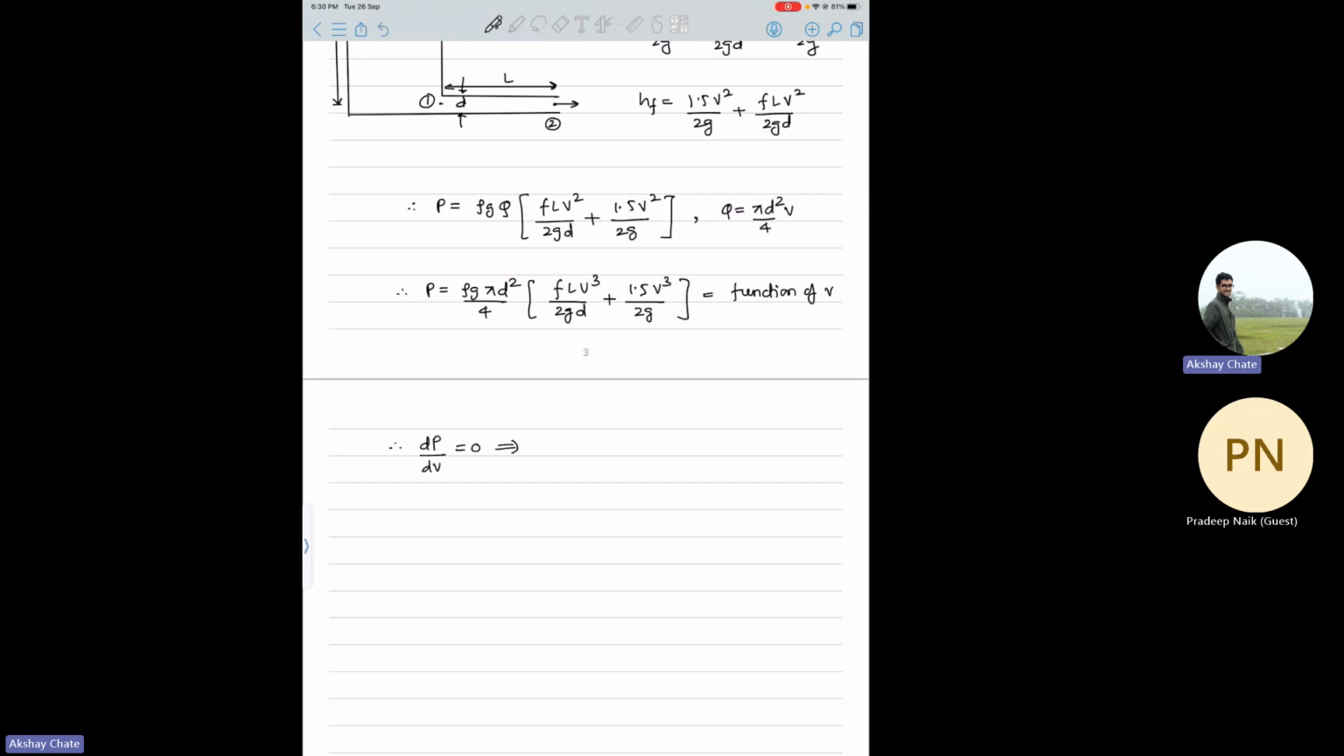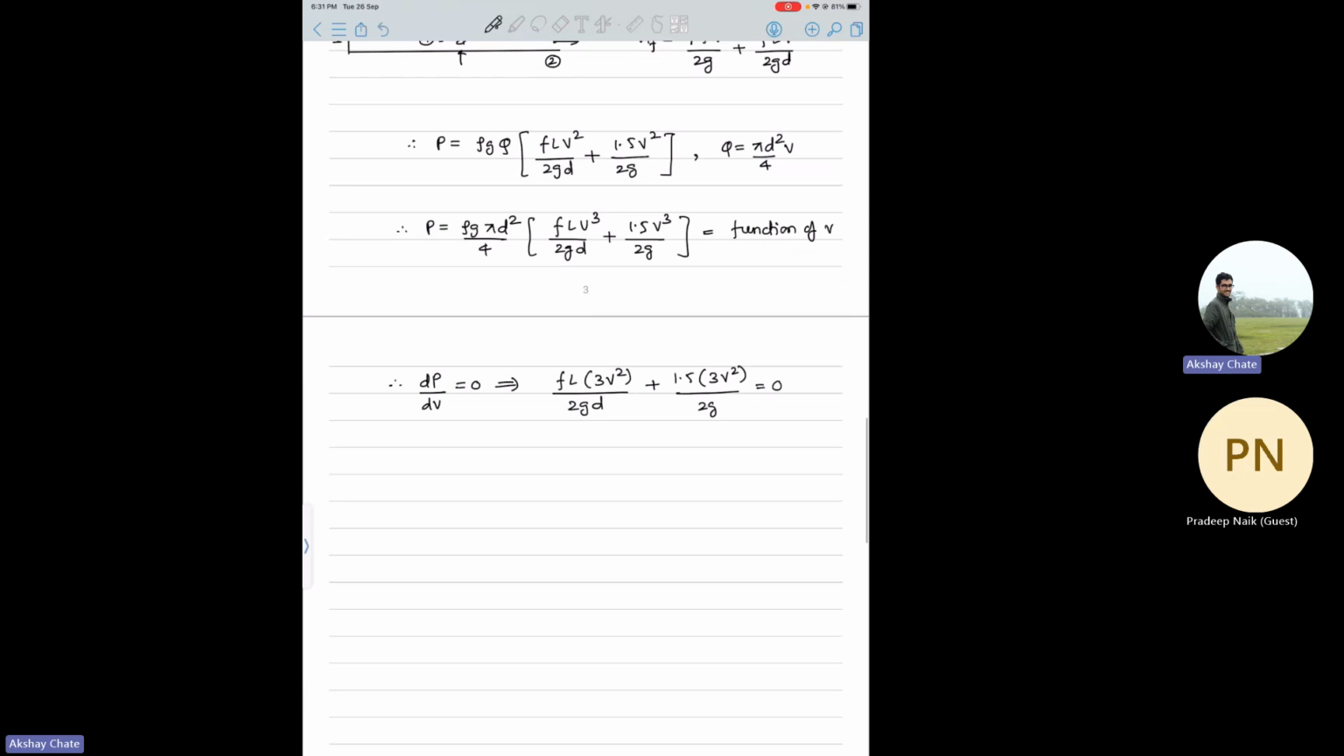If you do that, the constant term will go, because this rho g pi d square by 4 is a constant. It won't change anything. But inside you will have fL 3V square by 2gD plus 1.5 times 3V square by 2g equal to 0. You solve this, you can take 3 common, then what will you get?